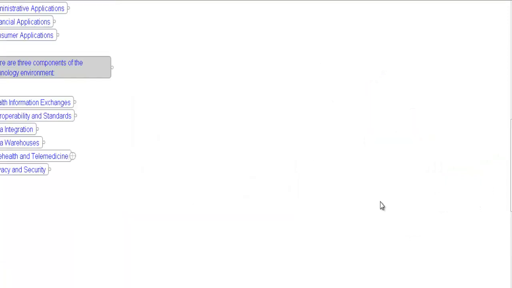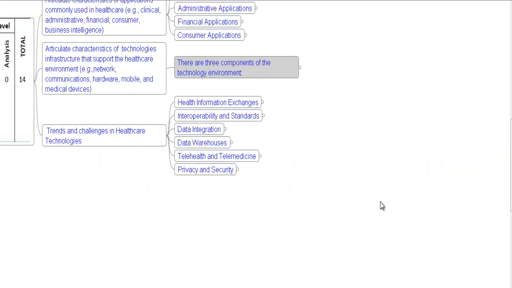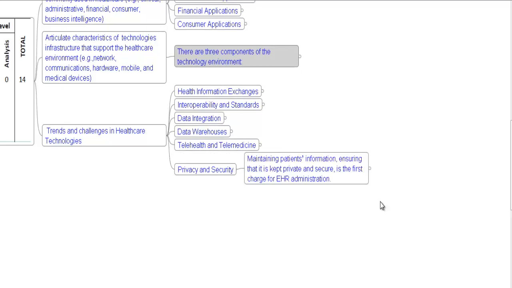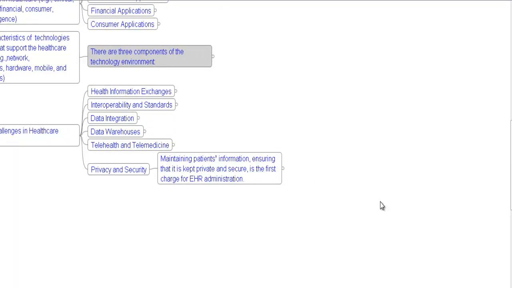And now see the next technologies, emerging technology, privacy and security. Maintaining patient information, ensuring that it's kept private and secure, is the first charge of EHR administration.